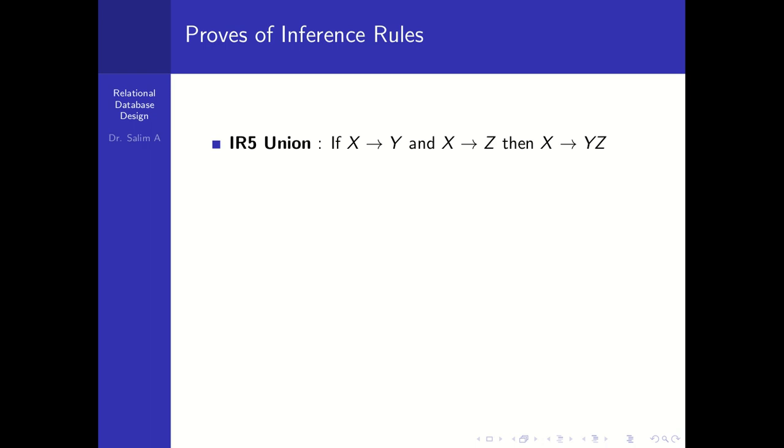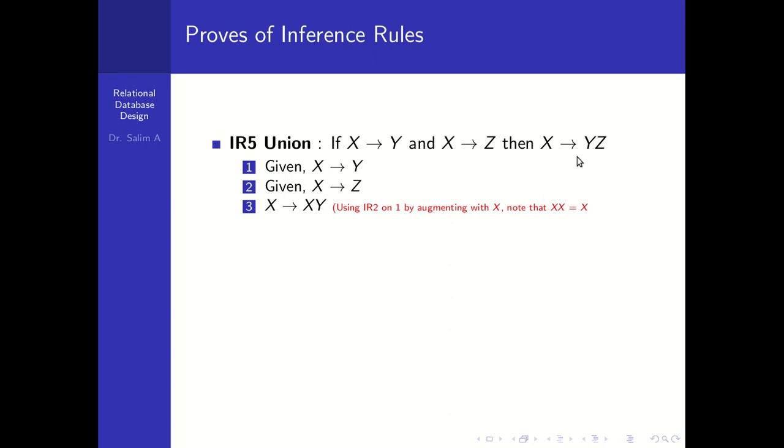IR5, union. X determines Y, X determines Z. The union rule is X determines YZ. Proof: given X determines Y, and given X determines Z, these two are given. Then X determines XY by using IR2, that is, augmenting X determines Y with X itself. Therefore, XX is X itself, giving XY. So you get X determines XY.